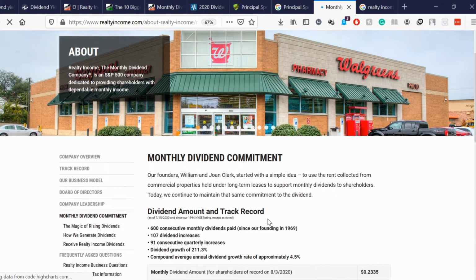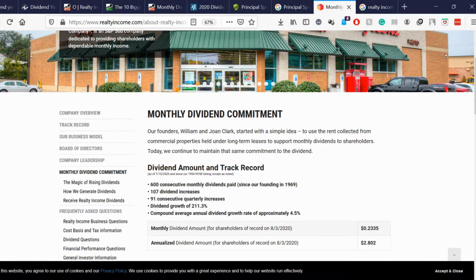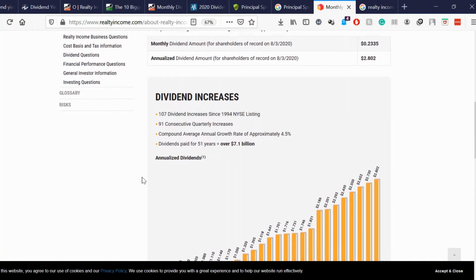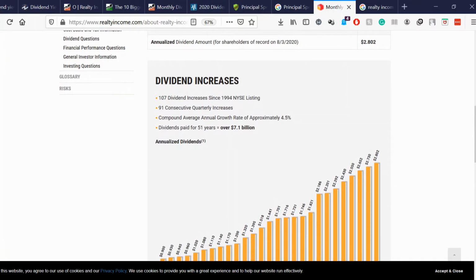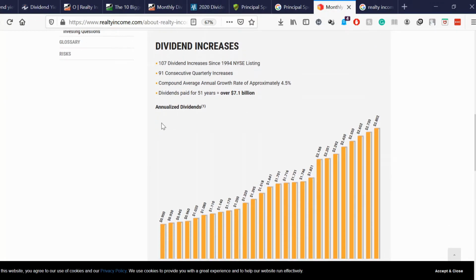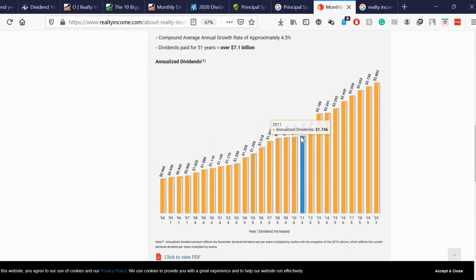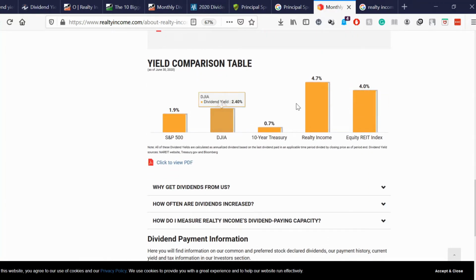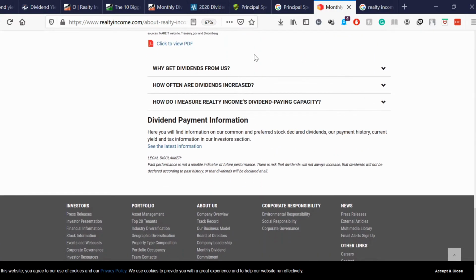And then it tells you right here the information that I told you earlier: dividend growth of 211%, 100 dividend increases since 1994, 91 consecutive quarterly increases, dividend paid for 51 years, over $7 billion. They're just constantly increasing the payments, right? And compared to everything else, S&P, DJIA, 10-year Treasury, equity REIT Max, Realty Income is outperforming them. Why get dividends from us?